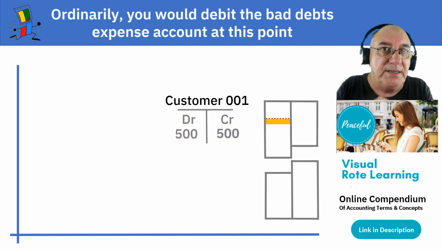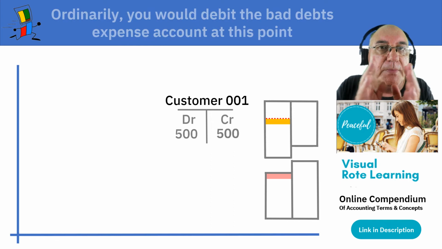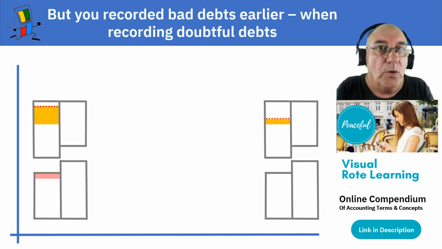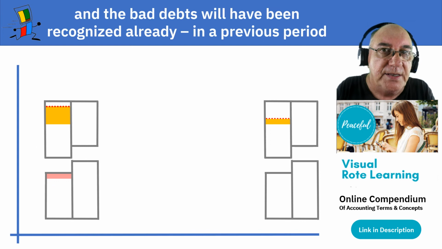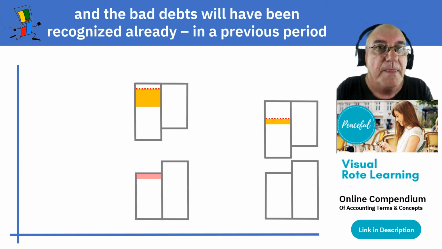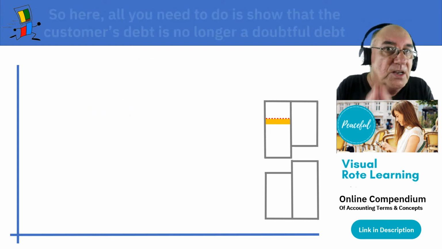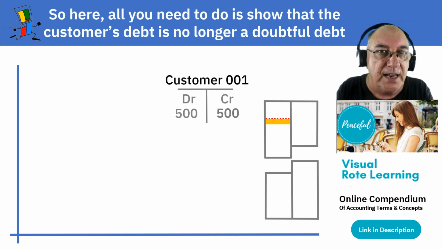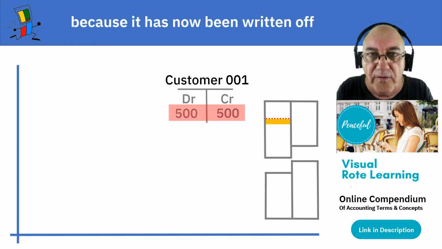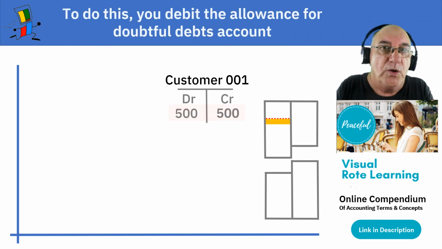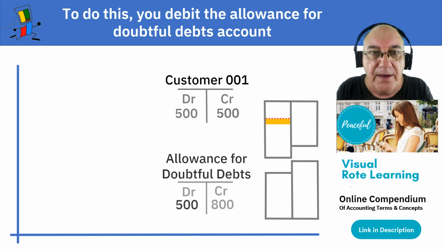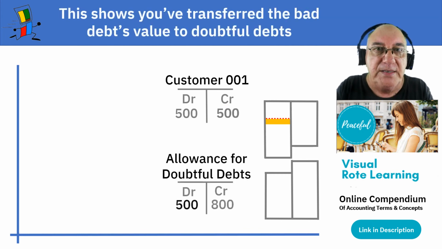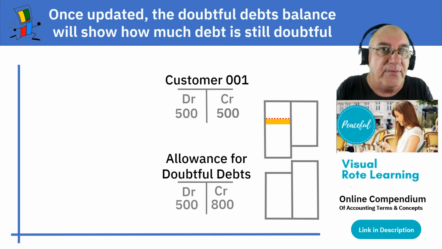Ordinarily, you would debit the bad debts expense account at this point, but you recorded bad debts earlier when recording doubtful debts, and the bad debts will have been recognised already in a previous period. So here, all you need to do is show that the customer's debt is no longer a doubtful debt because it has now been written off. To do this, you debit the allowance for doubtful debts account. This shows you've transferred the bad debts value to doubtful debts. Once updated, the doubtful debts balance will show how much debt is still doubtful.